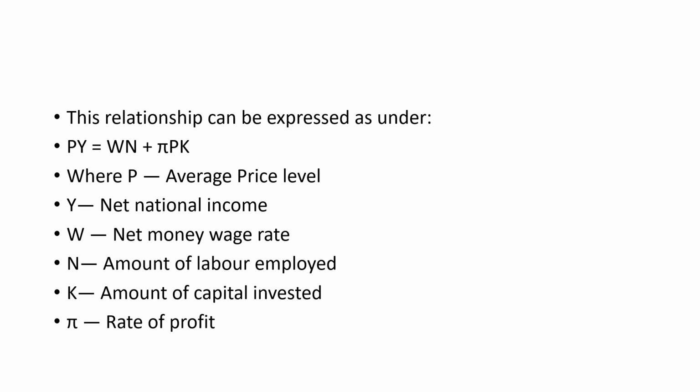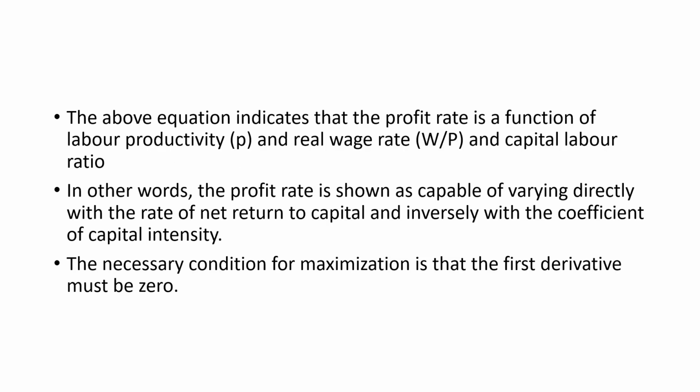Now coming to the production function of this relationship, PY equals WN plus πK, where P is the average price level, Y is the net national income, W is the net money wage rate, N is the amount of labor employed, K is the amount of capital invested, and π is the rate of profit. This equation indicates that the profit rate is a function of labor productivity, the real wage rate, and the capital-labor ratio.